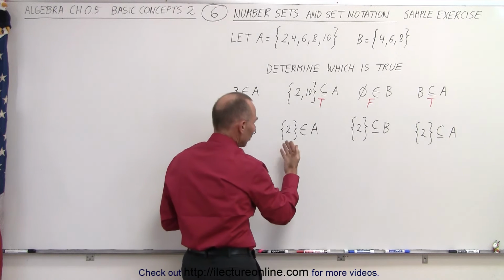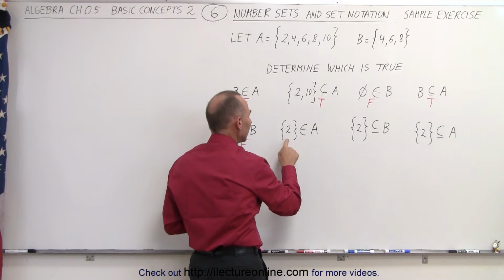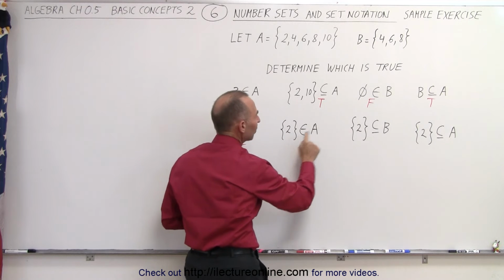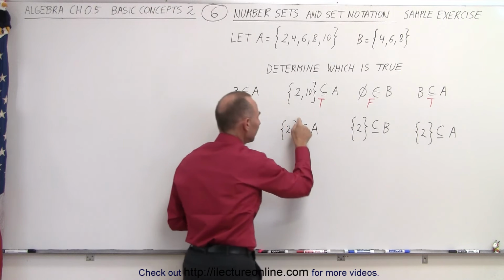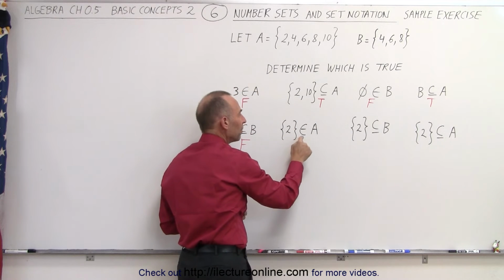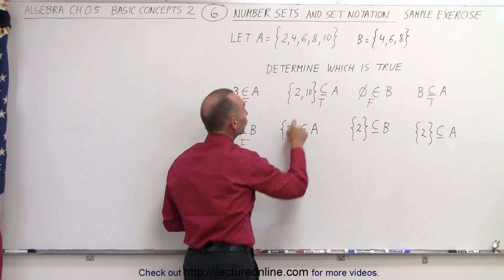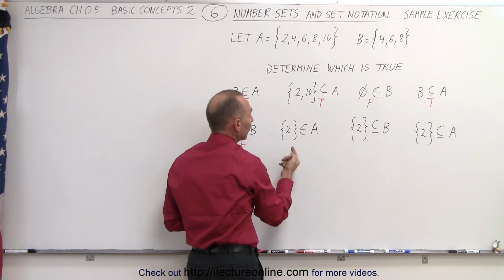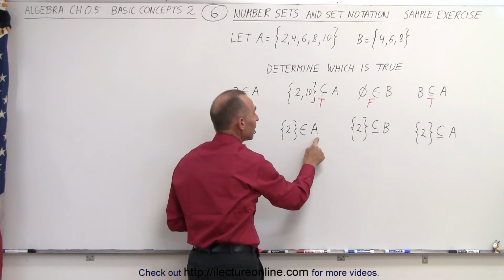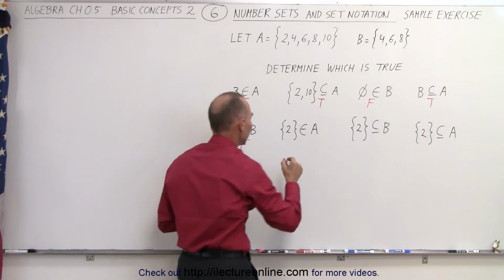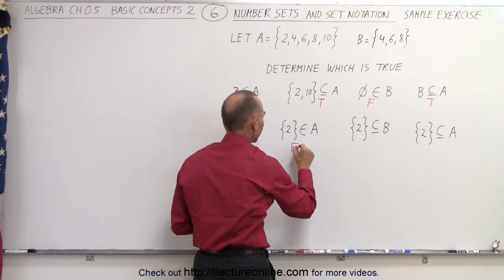Here it's stated that the set that contains the element 2 is an element of A. Here again, we have the same problem we have over here. This is a set, and a set cannot be an element of A, even though the element that's in the set also appears in A. So we could have said that 2 was an element of A, but the set containing 2 is not an element of A, so this is a false statement.